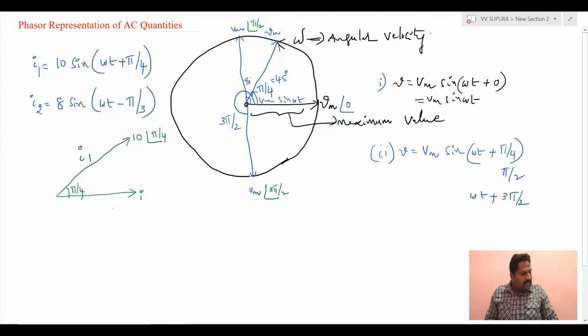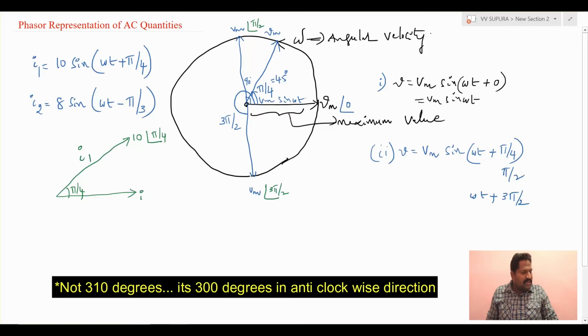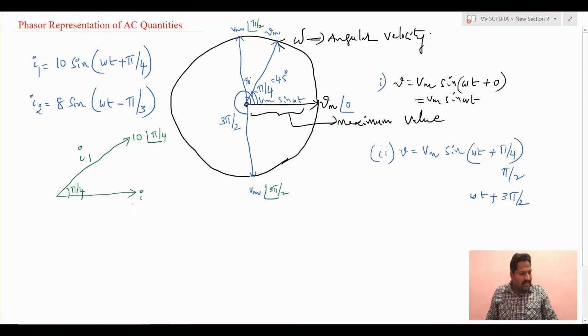Now another waveform I have to represent as I2, whose magnitude is 8 only, not 10. Sine omega t minus pi by 2 is a minus value, which indicates it is measured clockwise, pi by 3, that is 60 degrees from clockwise, or 310 degrees from the anti-clockwise direction, or 60 degrees from the clockwise direction.